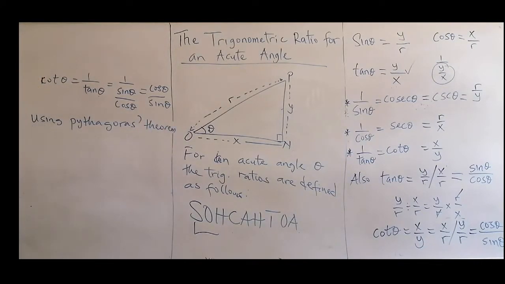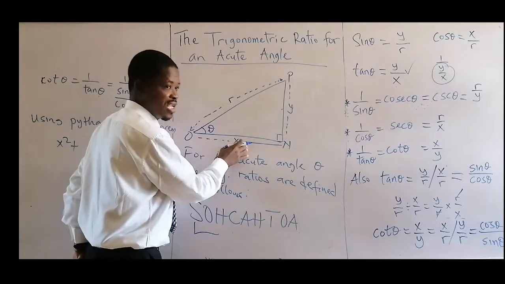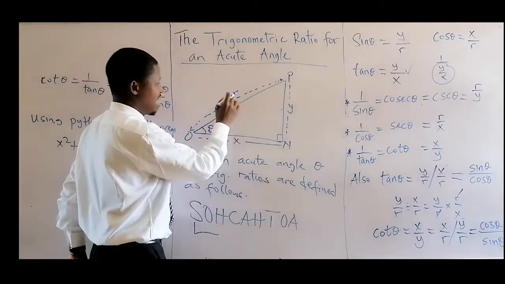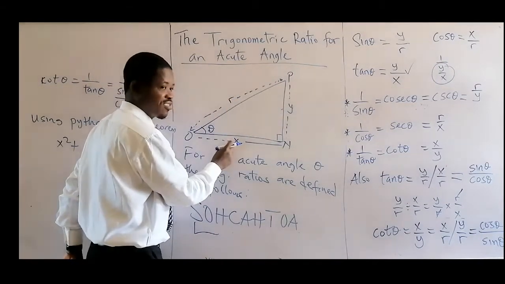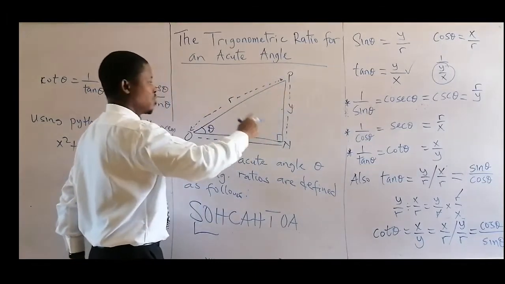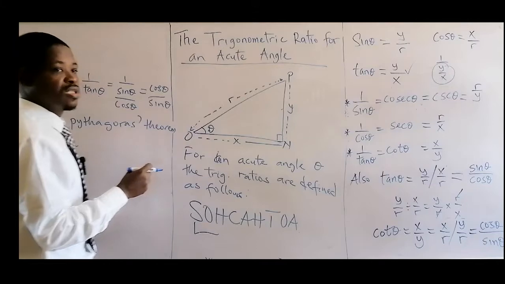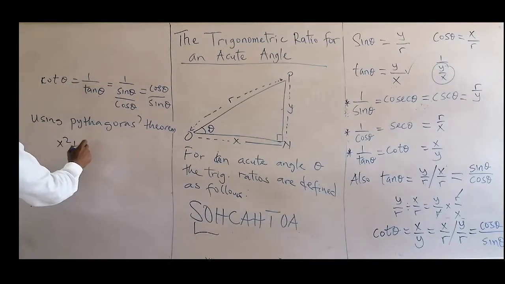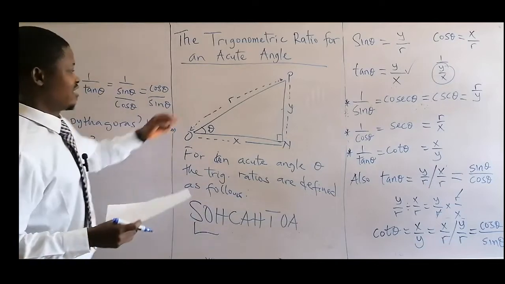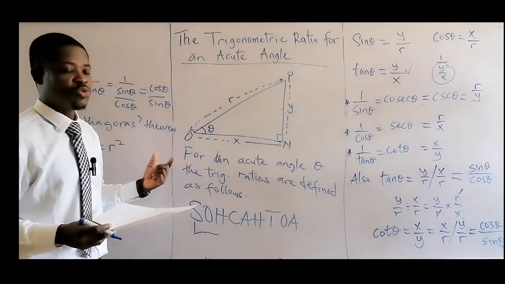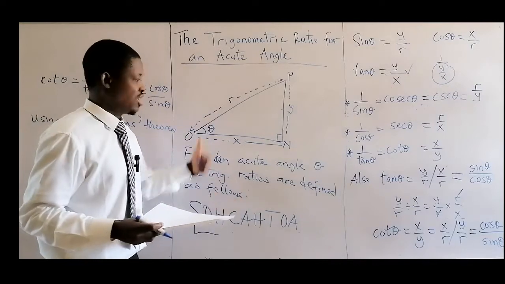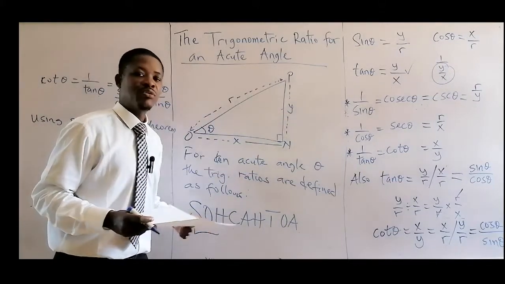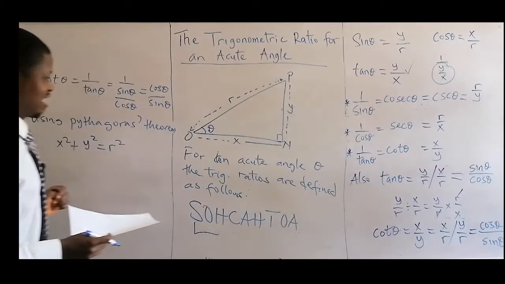we are going to have x squared plus y squared equal to r squared. Pythagoras theorem says that the square of this plus the square of this must equal the square of the hypotenuse. So the square of the hypotenuse must be equal to the sum of the squares of the other two sides of the triangle. That's Pythagoras theorem for this.